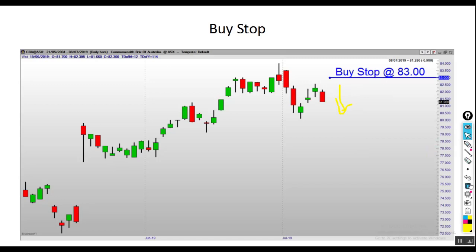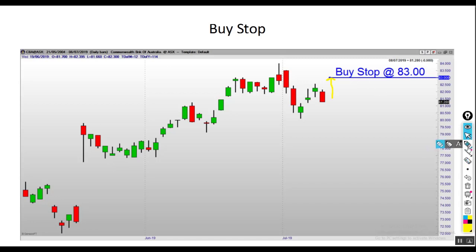However, if price does rally and go higher and then gets to $83, we will then place an order to buy at market. So if it gets there at 83 and it's not too volatile, it's a very liquid stock, you usually get very close to the 83. However, in conditions where they're volatile and maybe an announcement occurs, this is where the buy limit comes in.